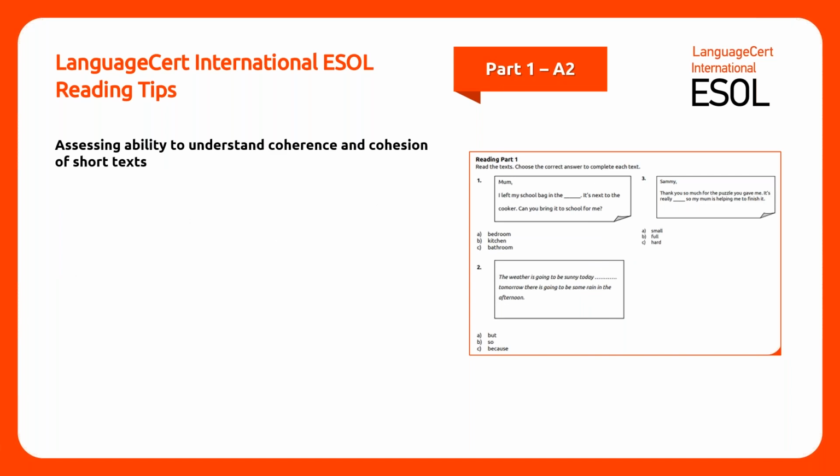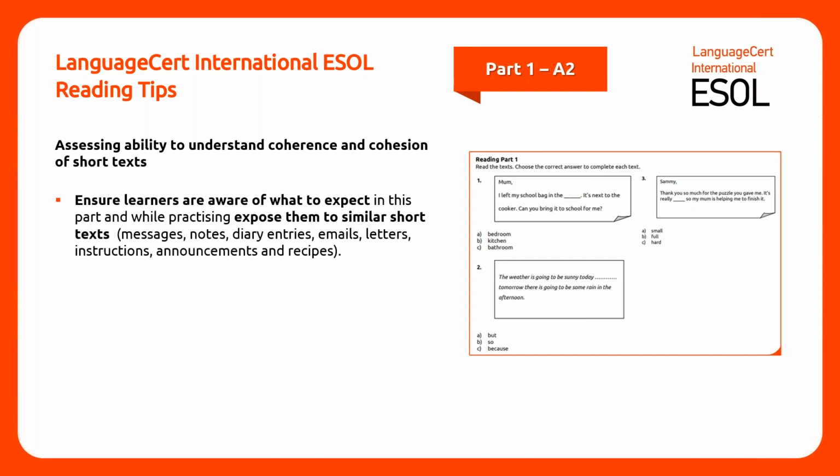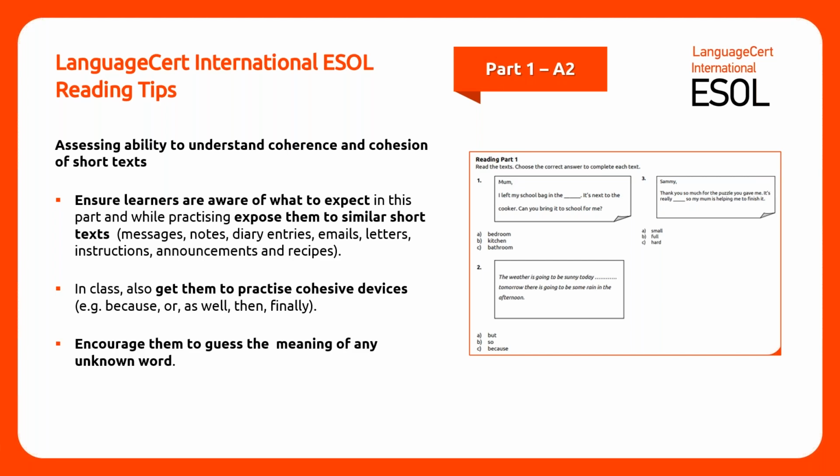Part 1 at A2 level, assessing ability to understand coherence and cohesion of short texts. Ensure learners are aware of what to expect in this part and while practicing, expose them to similar short texts, messages, notes, diary entries, emails, letters, instructions, announcements, and recipes. In class, also get them to practice cohesive devices: because, or, as well, then, finally. Encourage them to guess the meaning of any unknown word.